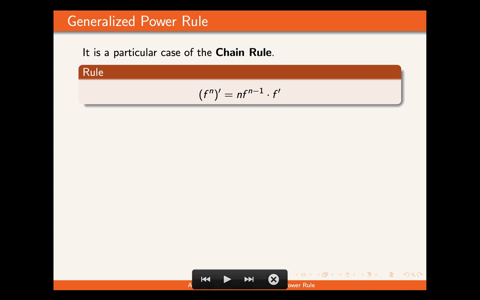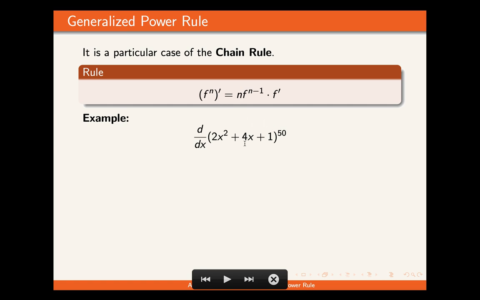So let's try to see one example. Let's say our goal is to find the derivative of 2x squared plus 4x plus 1 raised to the power 50. If you compare with this rule, you can see here is a function on the base, which is 2x squared plus 4x plus 1, and everything raised to the power 50. So we have a situation like a function raised to some power, so we can clearly use the generalized power rule.